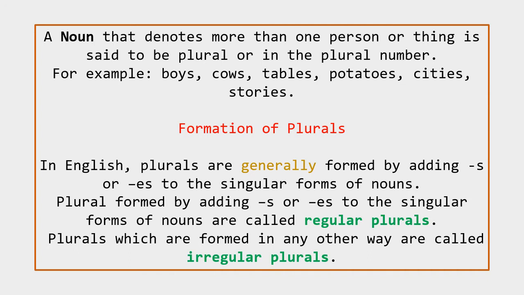Those plurals are called irregular plurals when we do not add s or es to the singular forms of the nouns. Then what is the other rule? Let's understand that.